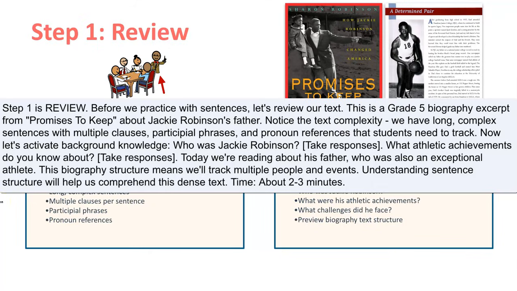Let's activate our background knowledge. Who was Jackie Robinson? What athletic achievements do you know about? Today, we're reading about his father, who was an exceptional athlete. This biography structure means we'll track multiple people and events. Understanding sentence structure will help us comprehend this dense text.